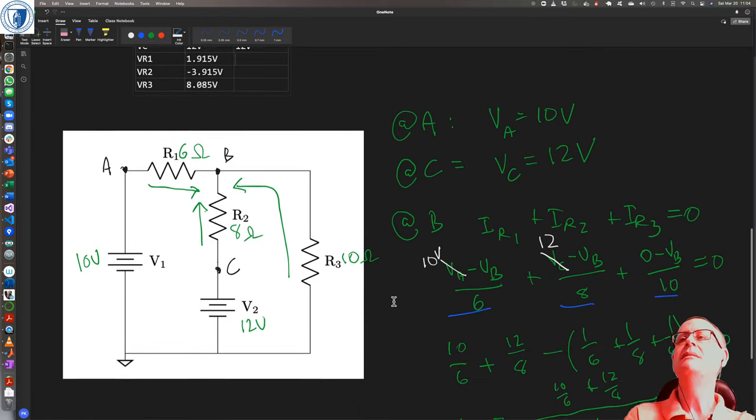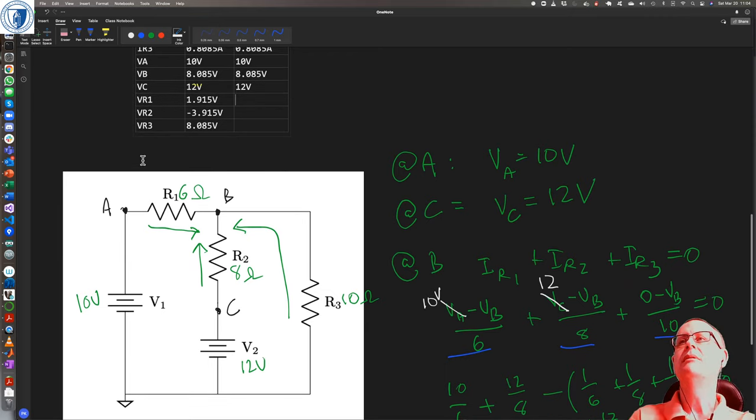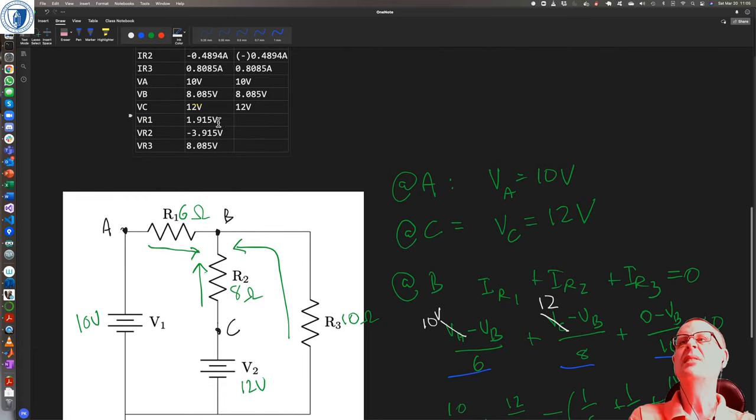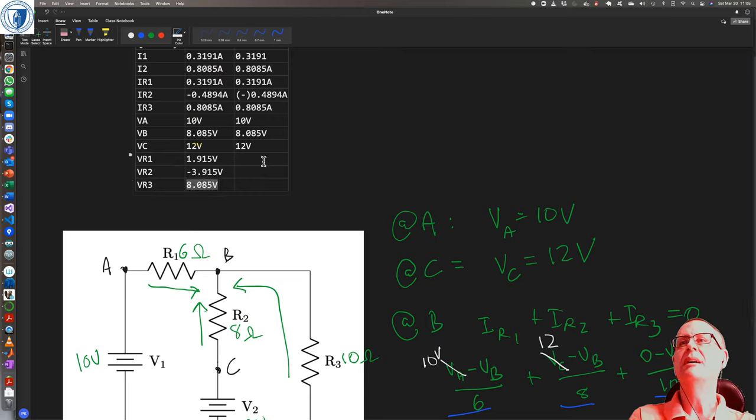And then VR1 is, depending on which way to define it, is going to be VA minus VB, right? So that's going to be 12 minus our 8.085, which should be the same number. VR2, and again, we've got to make sure we get the signs right. In this case, again, we've inverted compared with the mesh analysis approach, right? We have the same numerical value, but it's going to be 3.915. And then VR2, again, is just going to be the same as VB.